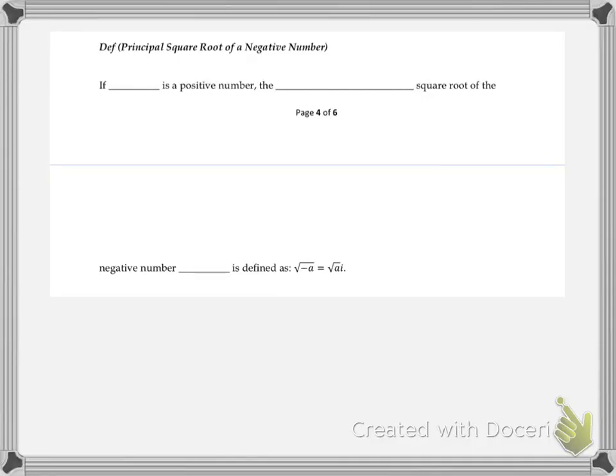I don't know what page it is in your notes, but we left off at the definition of the principal square root of a negative number. If a is a positive number, the principal square root of the negative number, negative a, is defined as the square root of negative a is the square root of a times i.